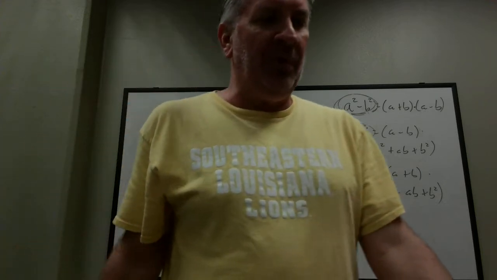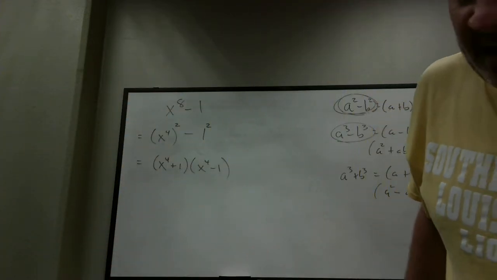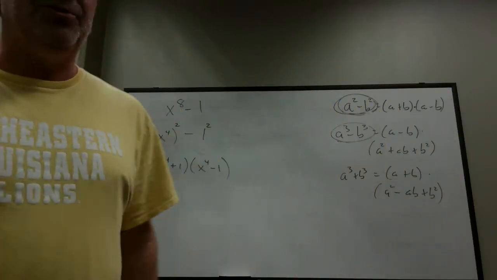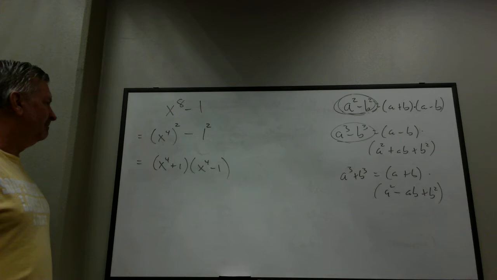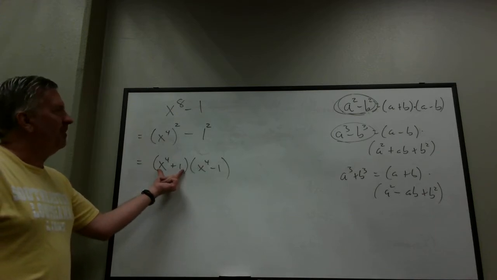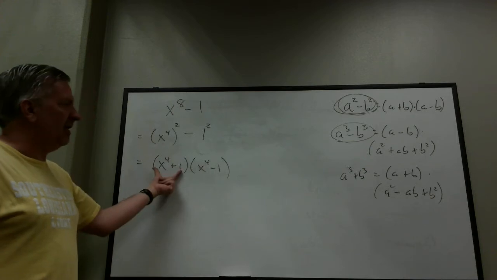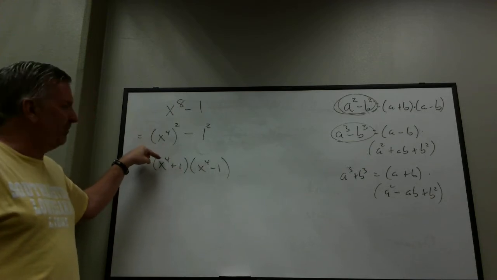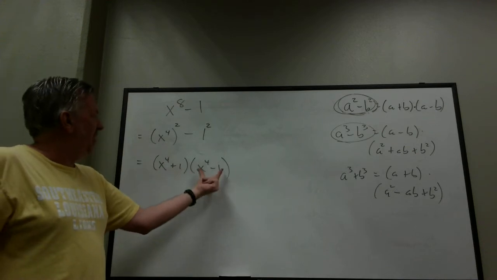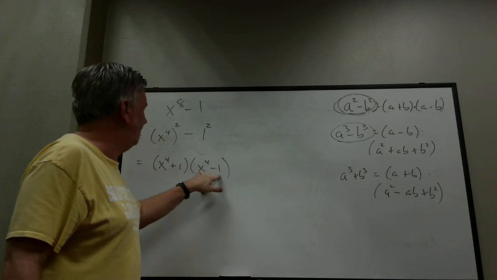Now is that the end of the problem? It's not, because the instructions say factor completely. Here we have a sum, but remember there is no sum of squares formula, and this is not a sum of cubes, because the x to the 4th is not a perfect cube. But what about this one here? This is another difference of squares, so we can factor this now.